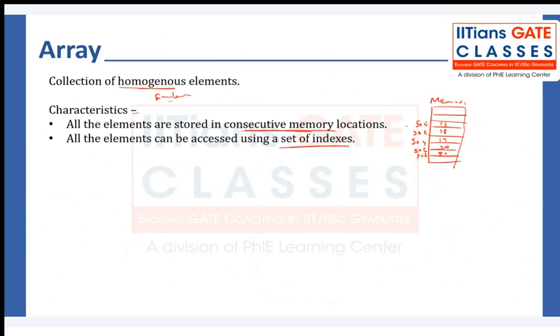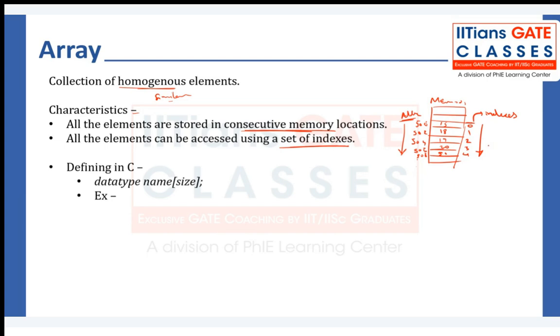The next characteristic says that all the elements can be accessed using a set of indexes. If you look here, these are your addresses, and how do we index them? Suppose the array starts from here, so the indexes would be 0, 1, 2, 3, 4. So the characteristics say that one, you have consecutive memory locations, and two, you have indexes with which you can identify the array elements.